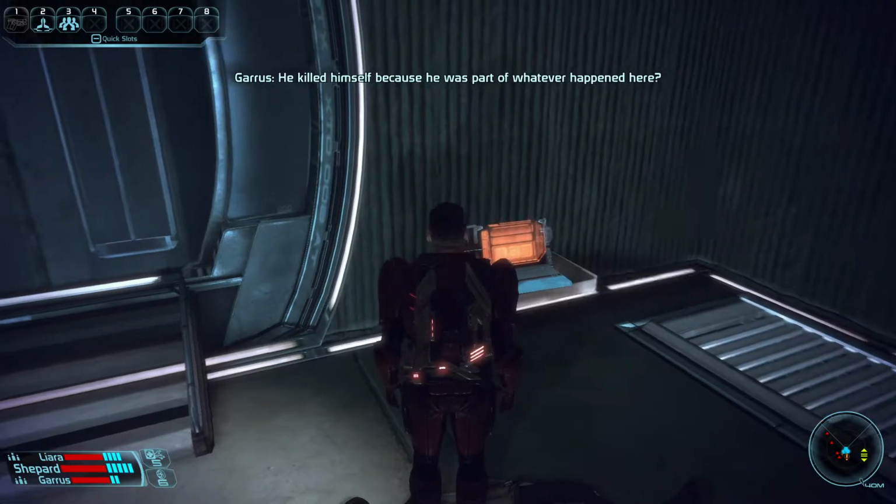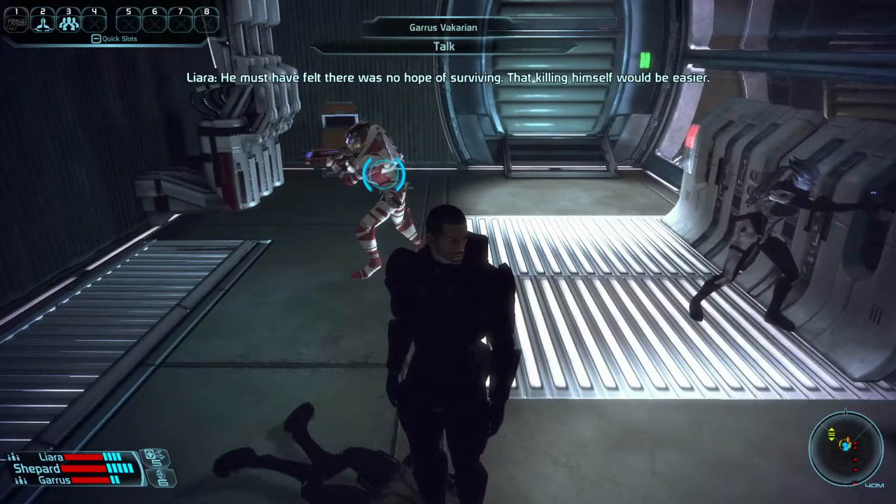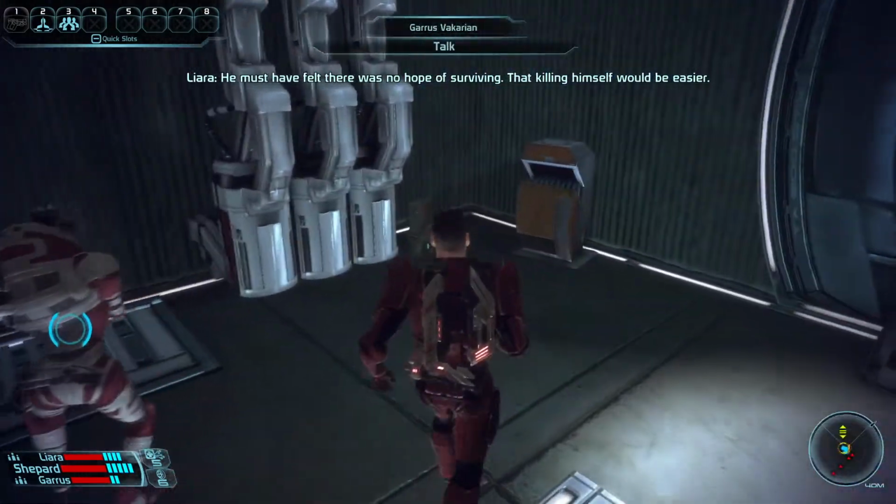He killed himself because he was part of whatever happened here? He must have felt there was no hope of surviving, that killing himself would be easier.